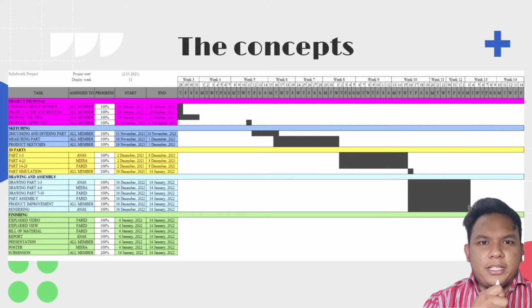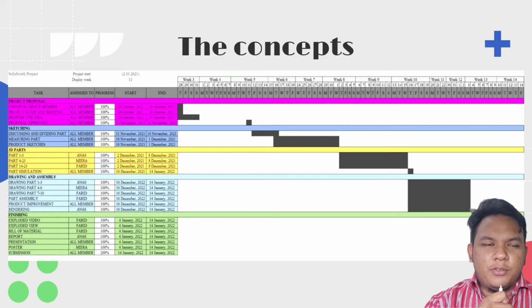Okay, now for project planning. It takes about 11 weeks to do this project. We started on 2nd of November 2021 and finished on 14th of January 2022.